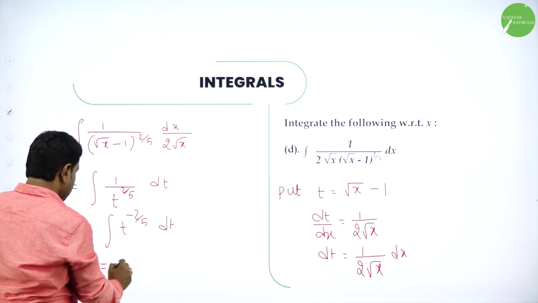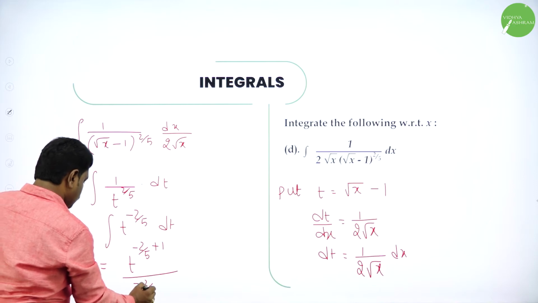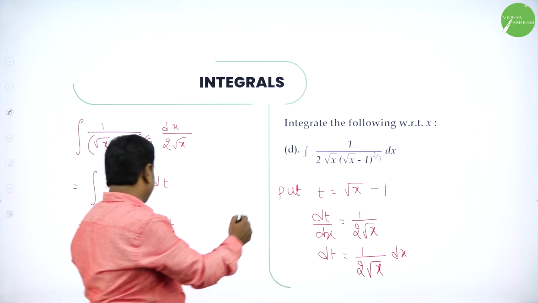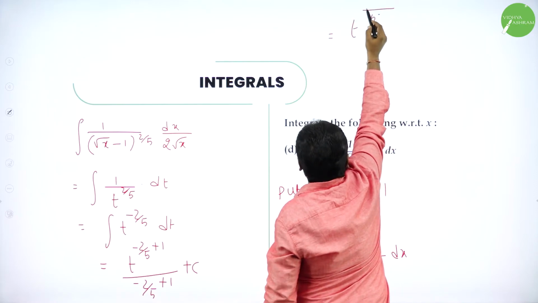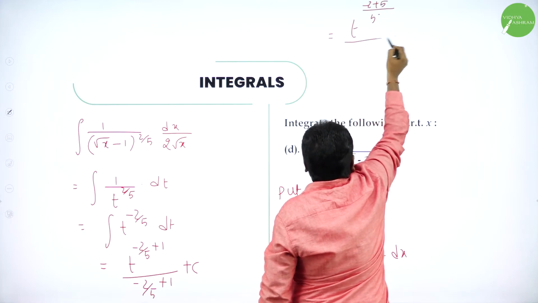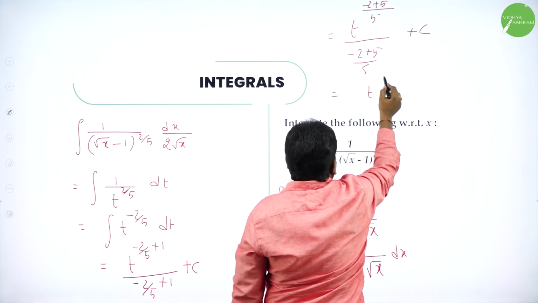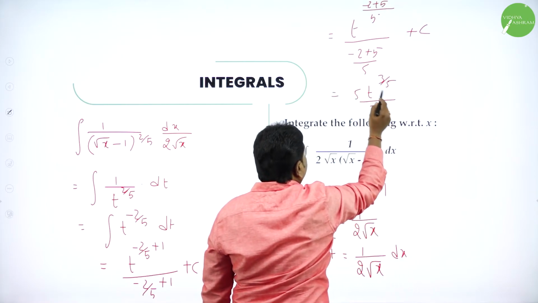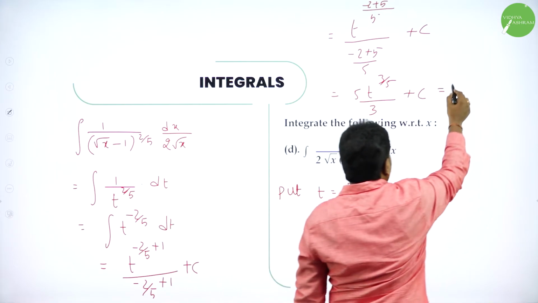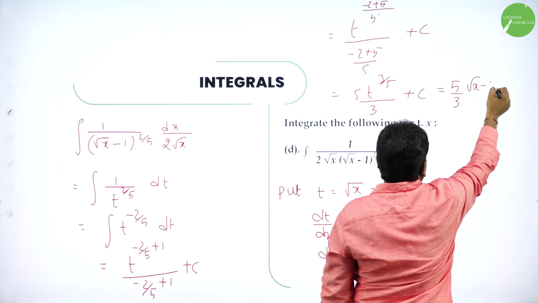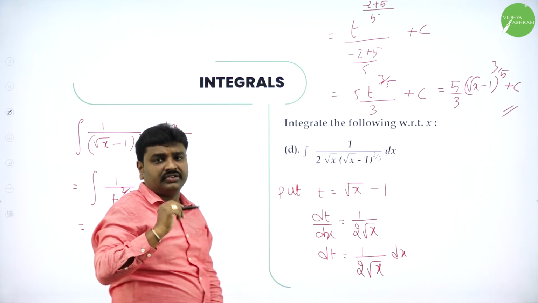Now that is t power (minus 2 by 5 plus 1) divided by (minus 2 by 5 plus 1) plus c. Simplify this, so it will become t power, after you take the LCM, 5 is the LCM, (minus 2 plus 5) by 5, divided by (minus 2 plus 5) by 5, plus c, that is t power 3 by 5 by 3 by 5, 5 goes up, plus c, and substitute the value of t. t is our assumption, that is root x minus 1. So it will become 5 by 3 into (root x minus 1) power 3 by 5 plus c. That's it. Hope all of you got this.